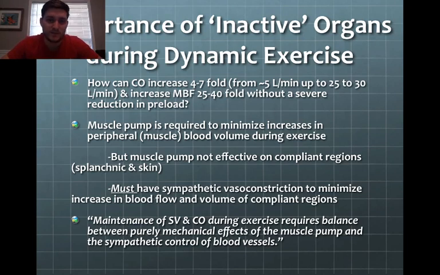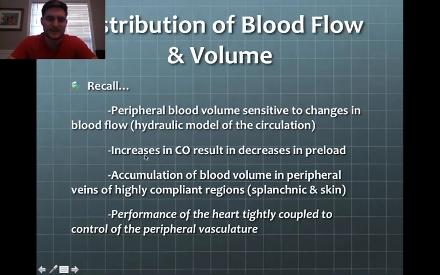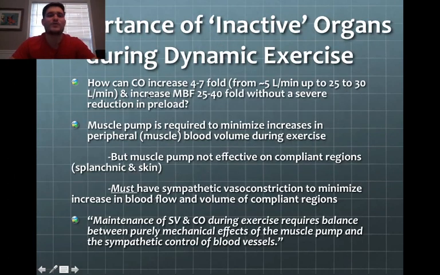So what's the importance of the inactive regions? We have this increase in cardiac output during exercise from about 5 liters all the way up to 25, 30, maybe even 40 liters per minute. And we have an increase in muscle blood flow, right? So we're delivering 25 to 40 times the amount of blood to the skeletal muscles compared to rest. And so cardiac output is going up, and we know from the last slide that increases in cardiac output decrease preload when nothing else changes. How come preload isn't being reduced during physical activity?